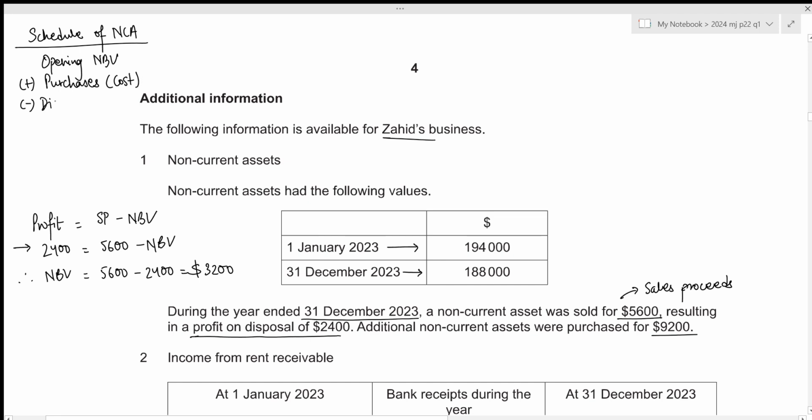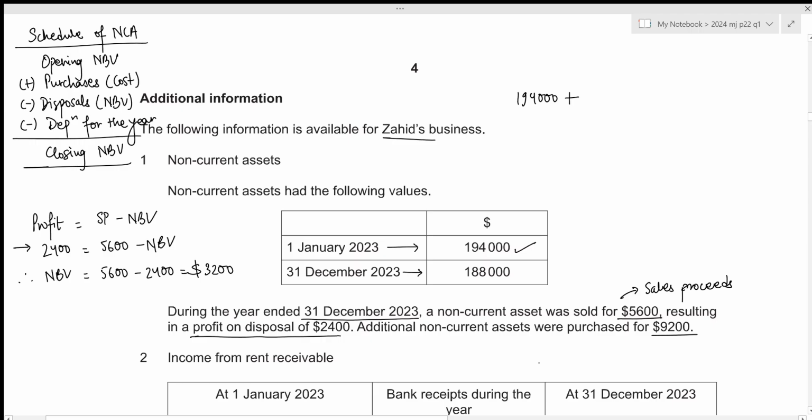Then we need to subtract the disposals, and the disposals should be included at its net book value. It means that we need to include the net book value of the disposed non-current asset. Then we need to subtract the depreciation charge for the year, which will give us the closing net book value. So in this case, we'll use the schedule of non-current asset in order to calculate the depreciation charge for the year. Let's start with the opening net book value, which is given to be 194,000.